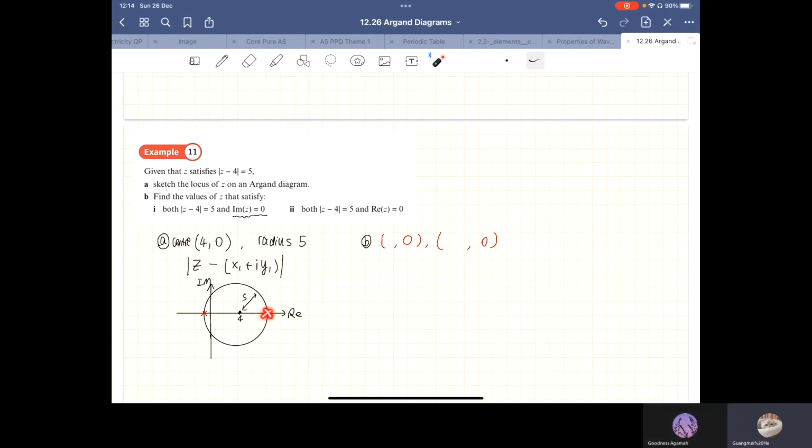You're thinking, how do I know what the point is? Well, you know the center of the circle, and you know the radius. The radius stays the same wherever it goes from the center of the circle, right? So we know this is 4 and this is 5. What is that point?